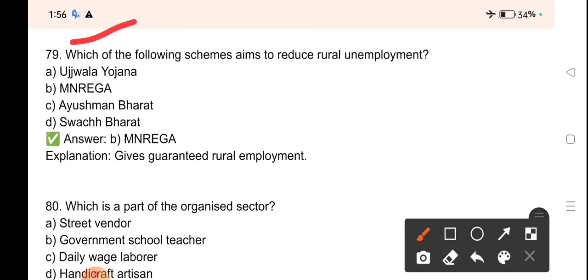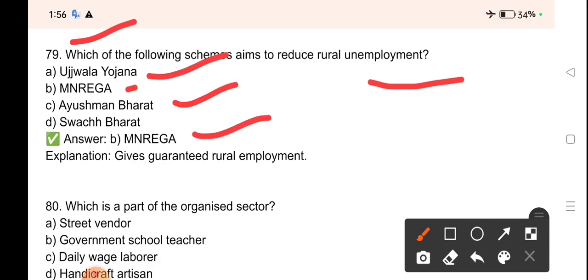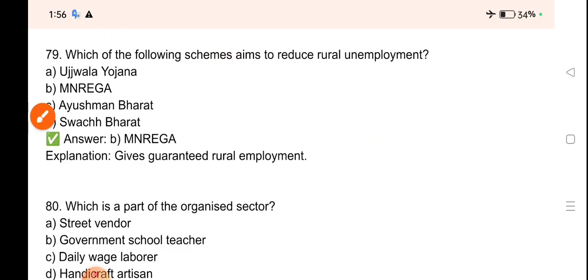Which of the following schemes aims to reduce rural unemployment? Ujjwala Yojana, MGNREGA, Ayushman Bharat, Swachh Bharat. The MGNREGA scheme aims to reduce rural unemployment. It gives a guarantee of rural employment.